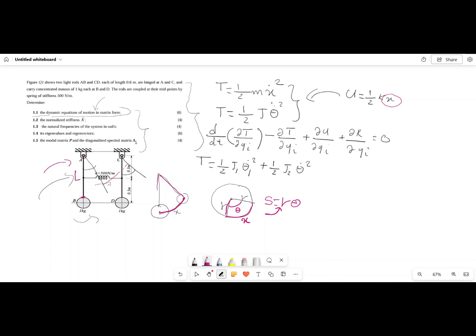Let's just forget about values for now. Let's say the distance from the pivot to inside here, because that's why it's ending here, is L, 0.3. L is from the pivot to where the center of gravity of the mass is. That is our L. So in this case, our displacement x is simply going to be L theta.